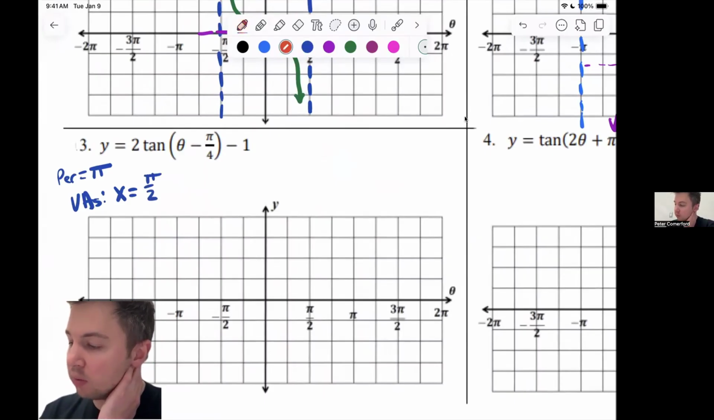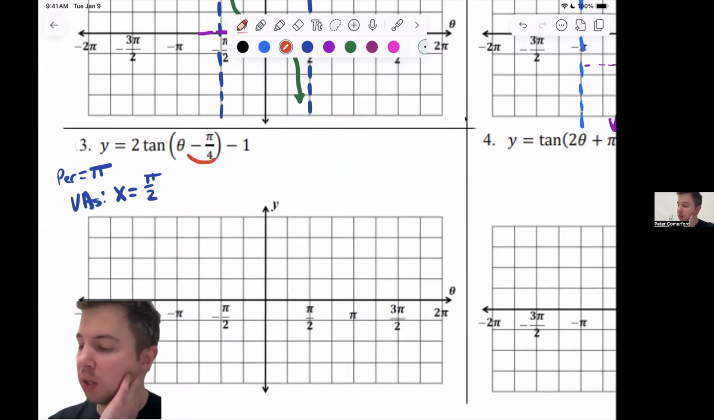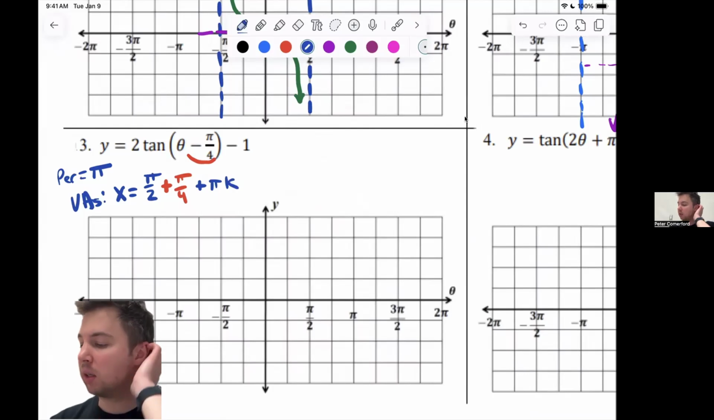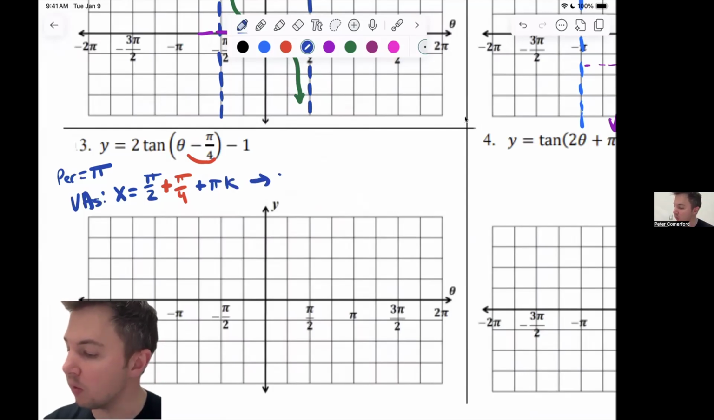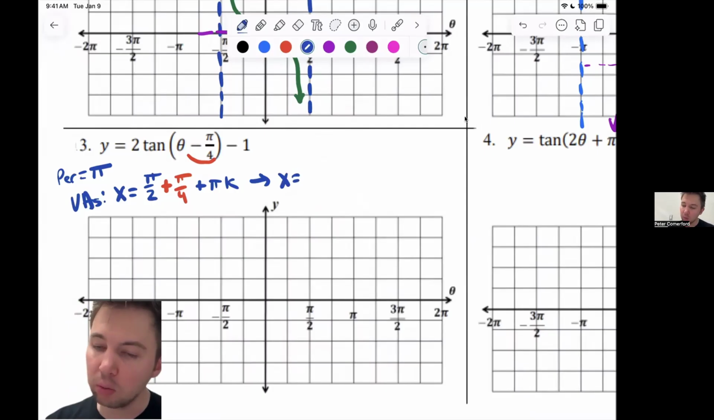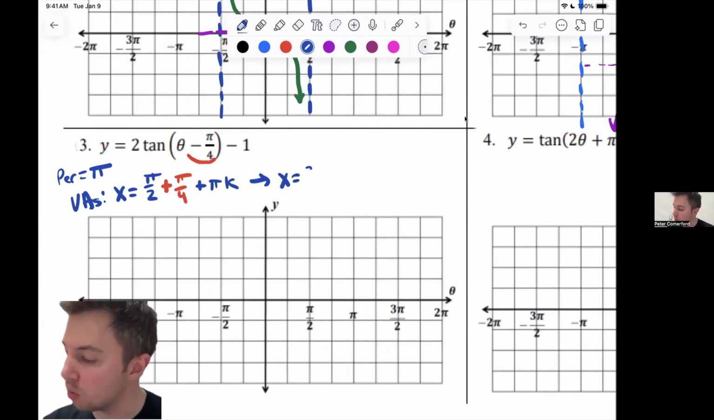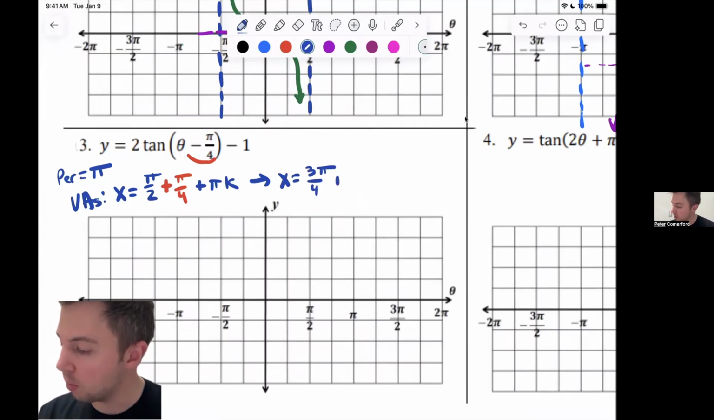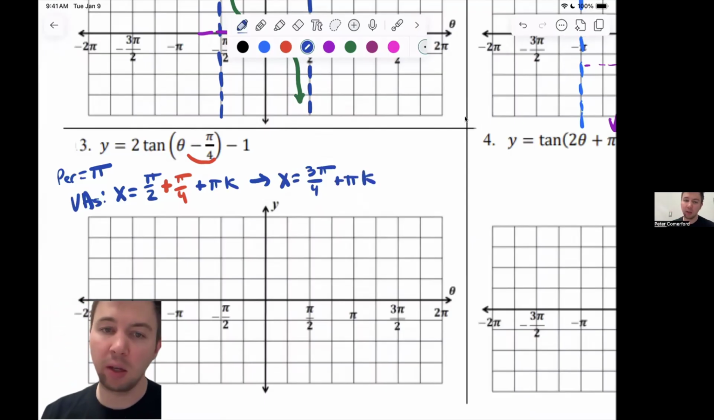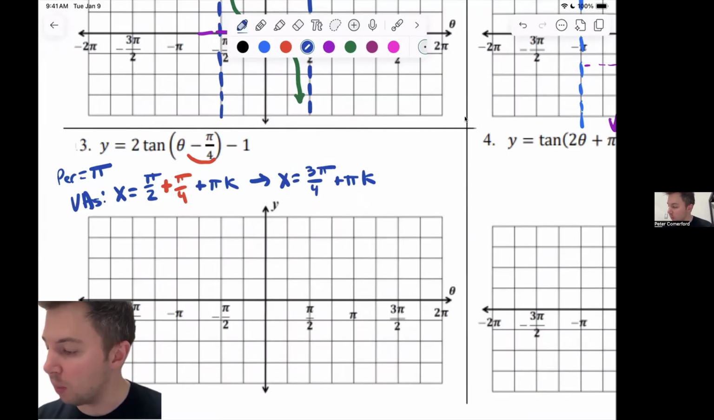But I have to deal with this phase shift of right pi over 4. So I'm going to add pi over 4 there for the phase shift. And then I say the plus period k, so plus pi k. All right, so now I have to actually simplify this. So I have x equals pi over 2 plus pi over 4 is 3 pi over 4 plus pi k. Right, so we've just shifted right by pi over 4. So that puts one of the asymptotes at 3 pi over 4.